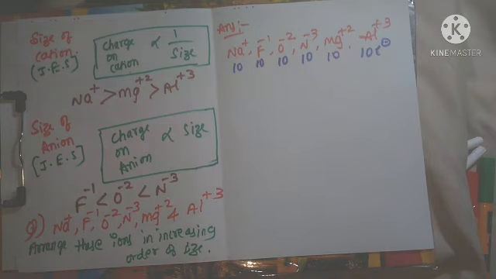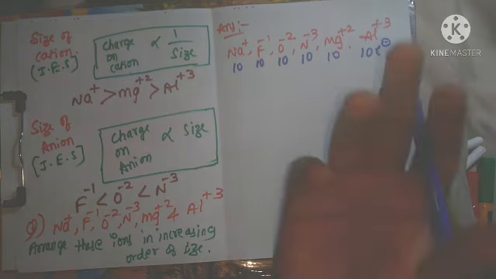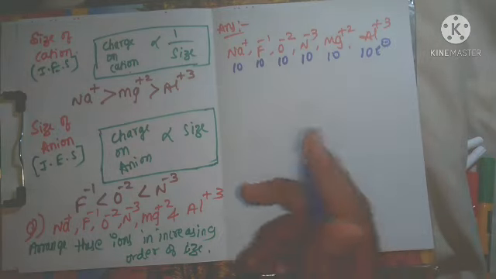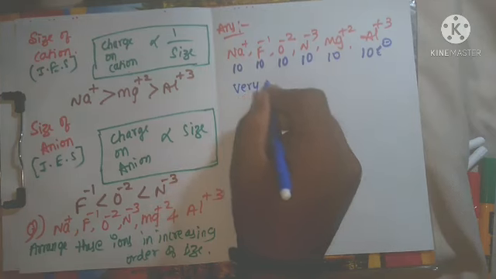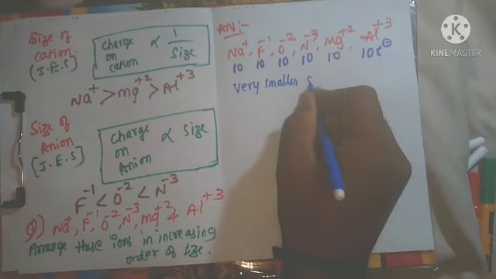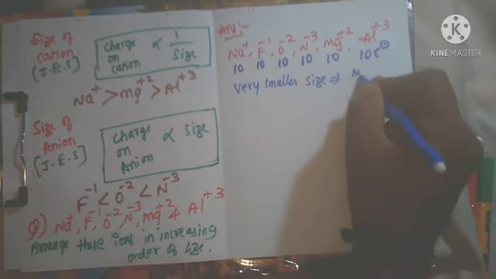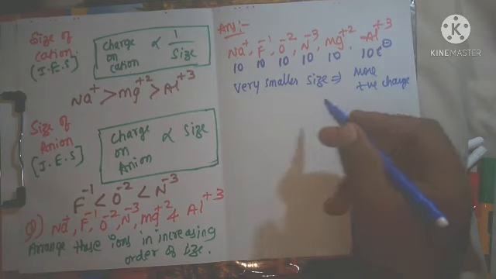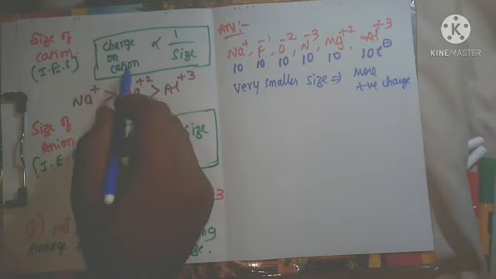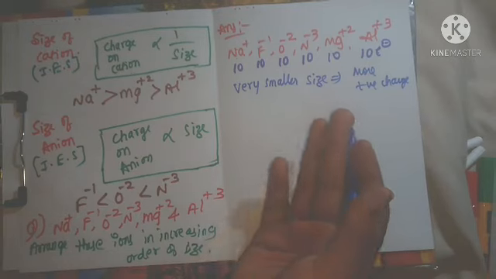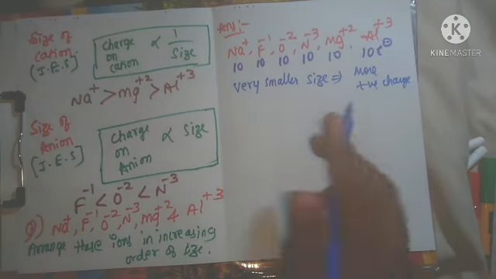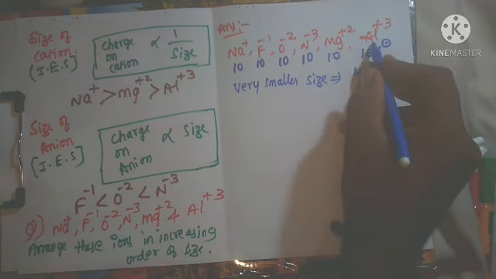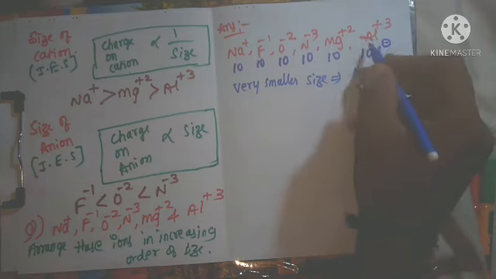I told already, for isoelectronic species, the one which is having very smaller size is the one which has the higher positive charge. The charge on a cation is inversely proportional to size. As the positive charge increases, the size decreases. More the positive charge, lesser will be the size. Therefore Al+3 has higher positive charge, therefore it is having very small size.